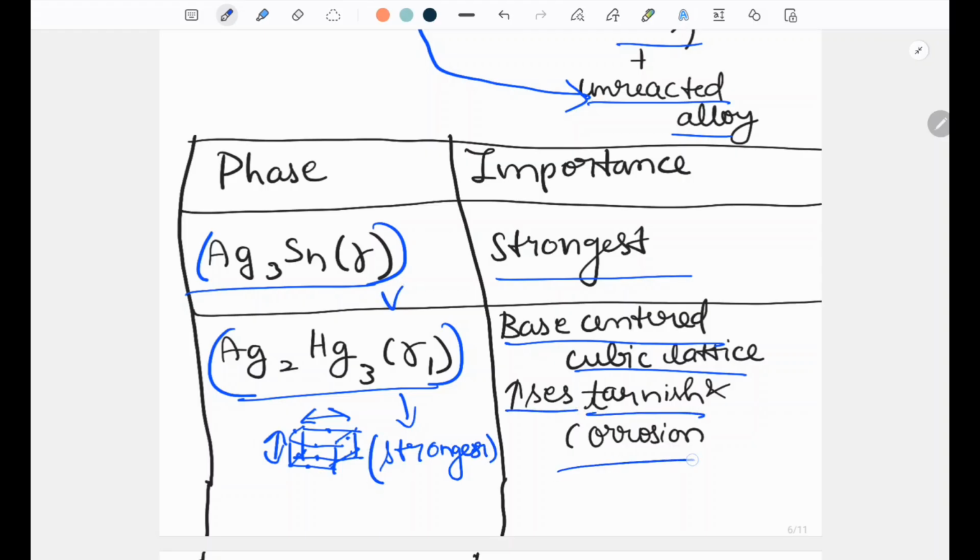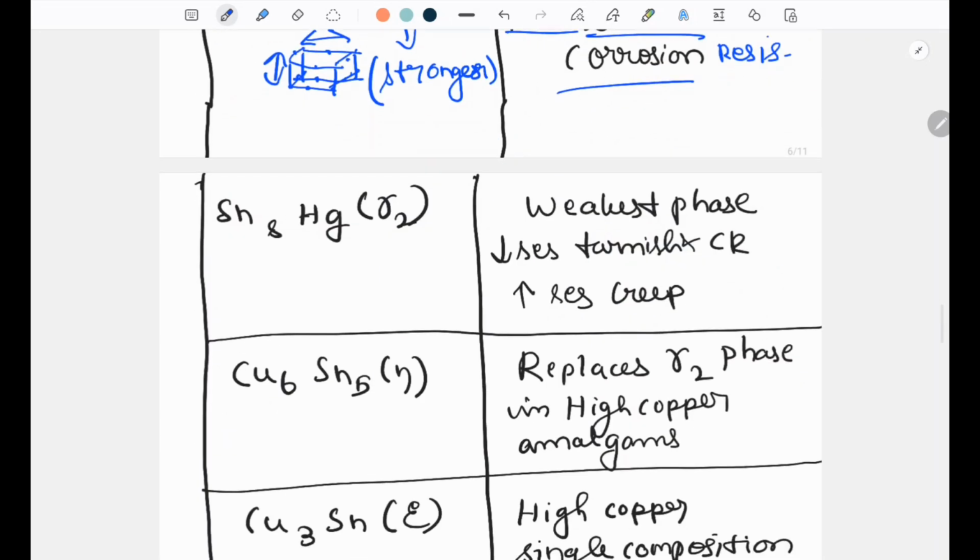It increases tarnish and corrosion resistance. So coming to the silver mercury gamma 2 phase, which we know is the weakest phase, it decreases the tarnish and corrosion resistance. It increases the creep.